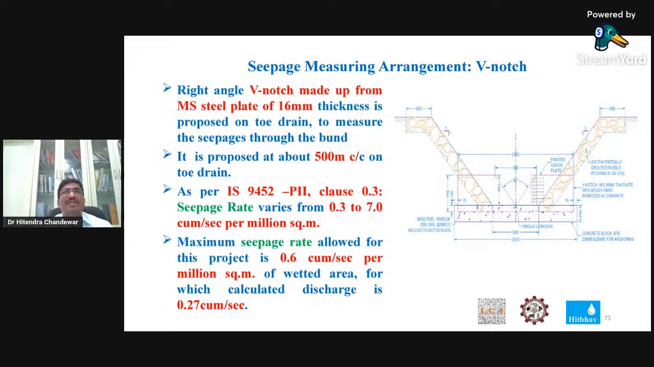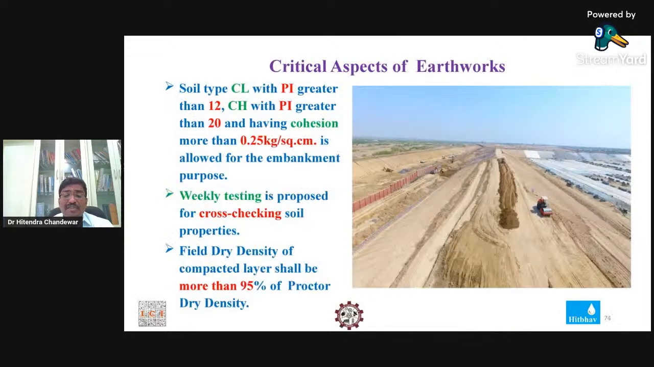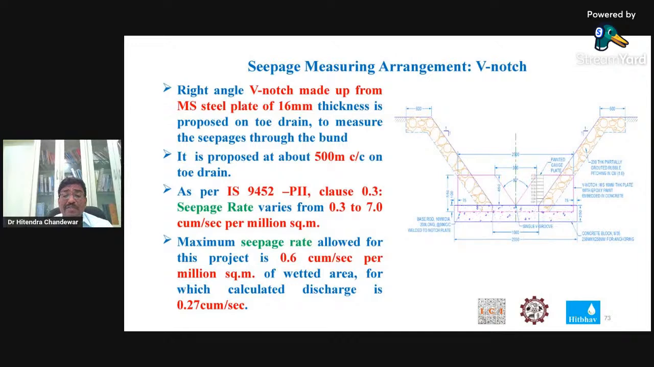These V-notches are provided at intervals of 200 to 250 meters, just to measure seepage, because this is the only unit by which we can check the health of the dam. We have to keep the record and measure the seepage on a weekly basis. We have to observe whether there is some abnormal seepage or whether normal seepage is going on. If you find abnormal seepage at a particular V-notch, then you can locate that this part needs some repair or some rehabilitation works.